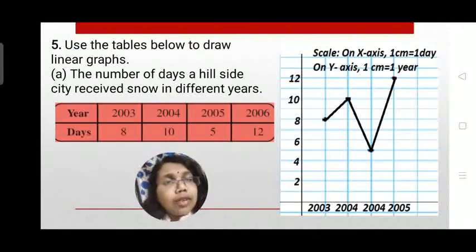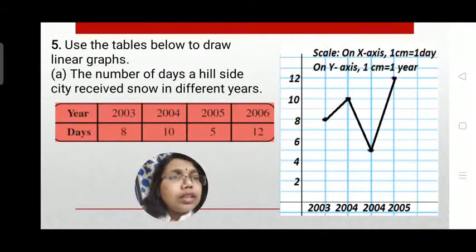Now here we have to write the scale, and the scale on y-axis is 1 centimeter is 1 day. On x-axis 1 centimeter is 1 year, and for 2003 it is 8. So the point should be showing 8. For 2004 it should be 10.